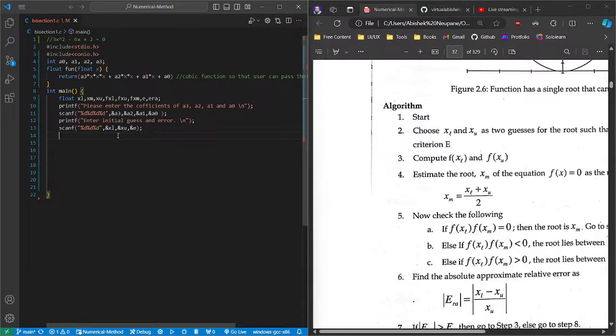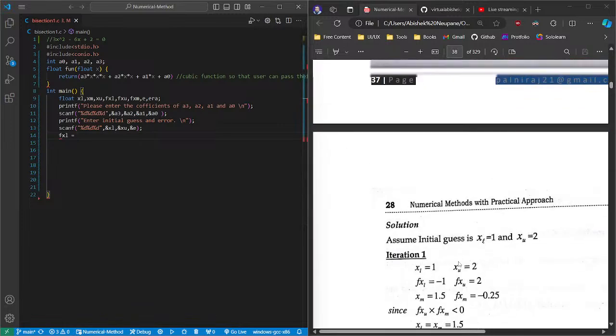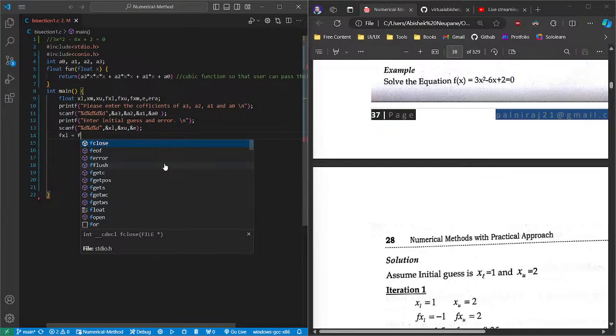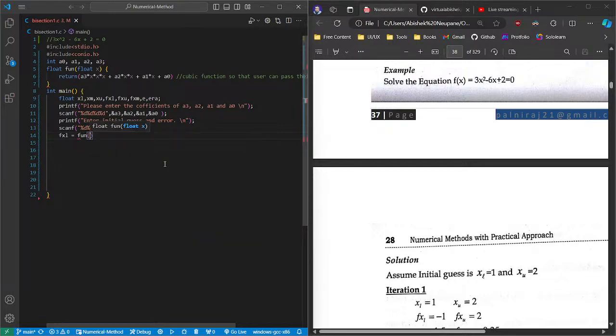Now compute the function. fxl is nothing but the function with the value put in here. For example, if fx equals 1, we are just keeping the value of xl in this function. So fxl equals f of xl. We have already created this function, so in this function we are entering the value xl. There's no doubt here, it's easy. It's nothing but calculating the function. We already created the function, we are just passing the value.